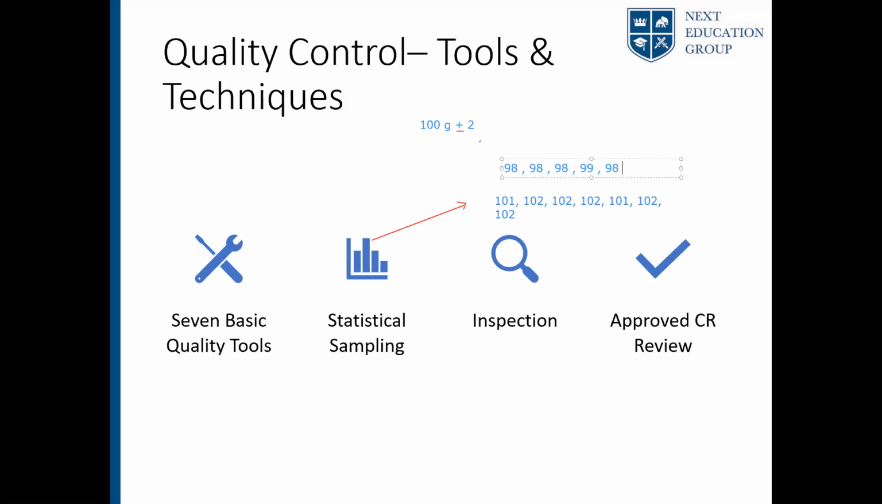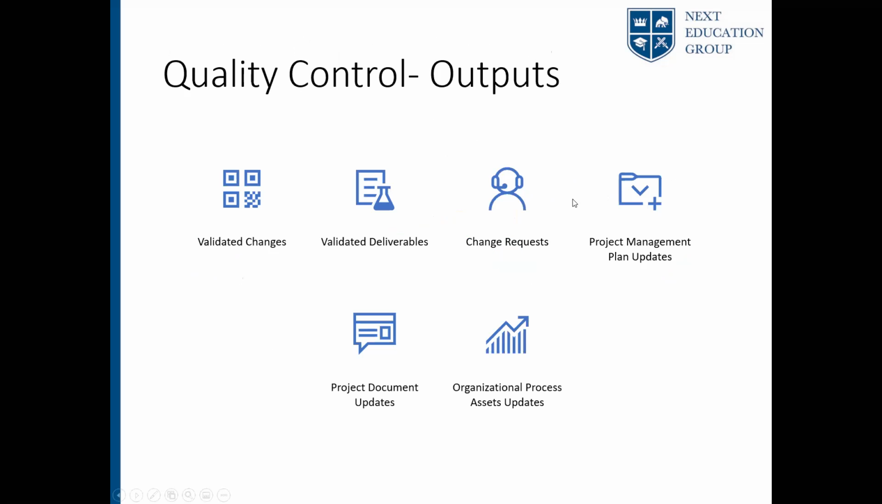The other tool is the approved CR review. When there is a change request, you need to review it. You need to understand the implications. Okay, fine, the customer is willing to pay additional for this additional scope or change, but what are the other implications? How would it impact my other products? So you need to analyze it, you need to review your approved CR. That's also part of quality control. Any questions on this, guys? Okay. If there are no questions, I can move on to outputs.